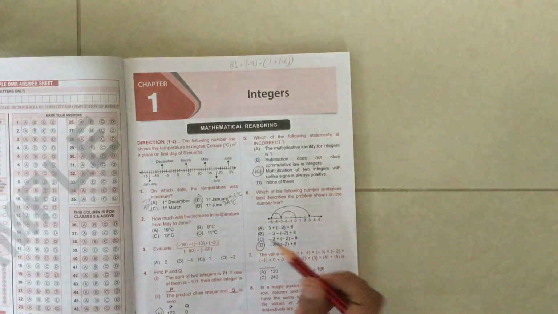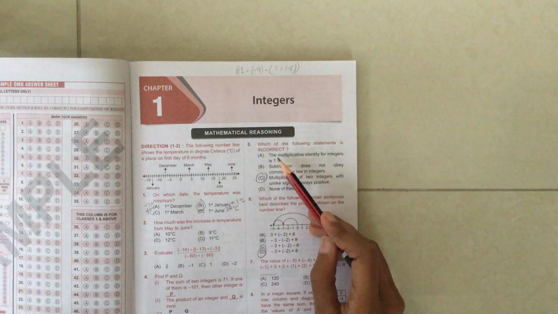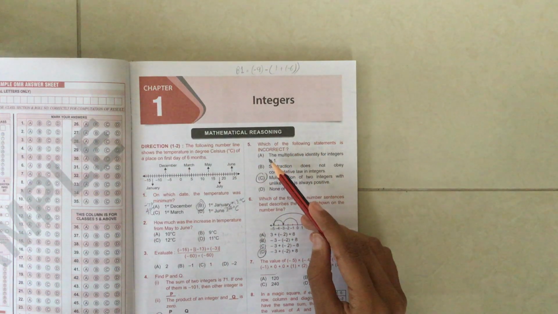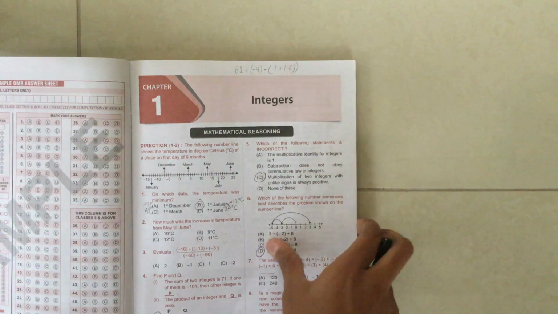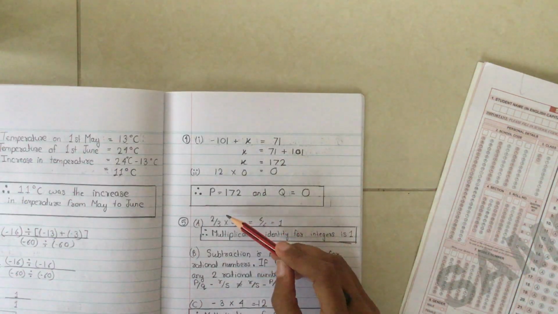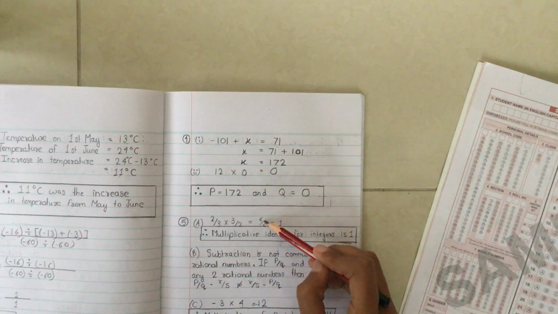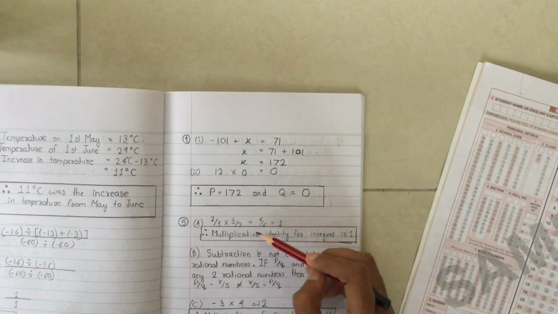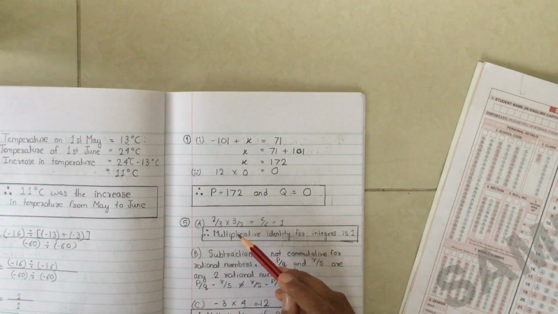Let us move on to the fifth question. The fifth question says, which of the following statements is incorrect? So let us see the first statement. The multiplicative identity for integers is 1. Let us see if this is true or false. So let us take an example. 2 by 3 into 3 by 2 is equal to 6 by 6, or 1. Therefore, the multiplicative identity for integers is 1. So statement A is true.